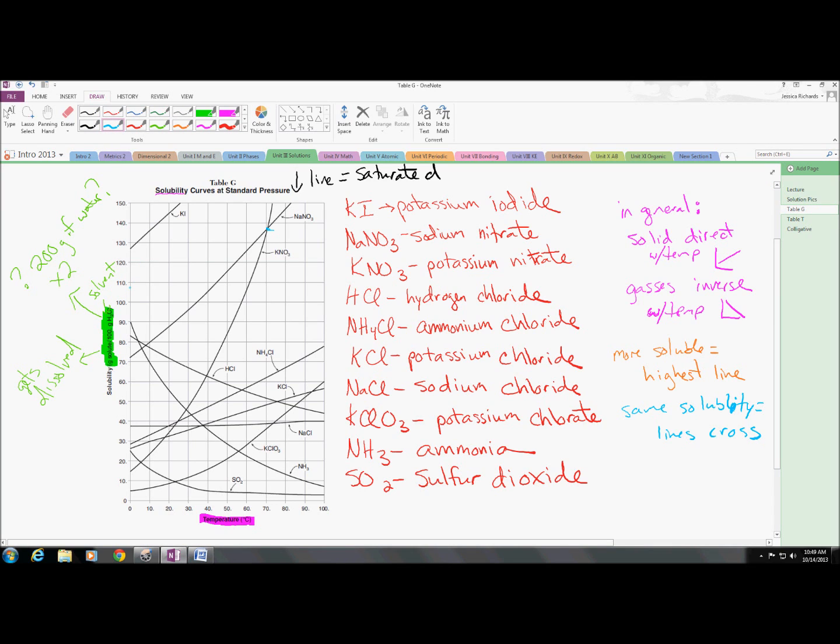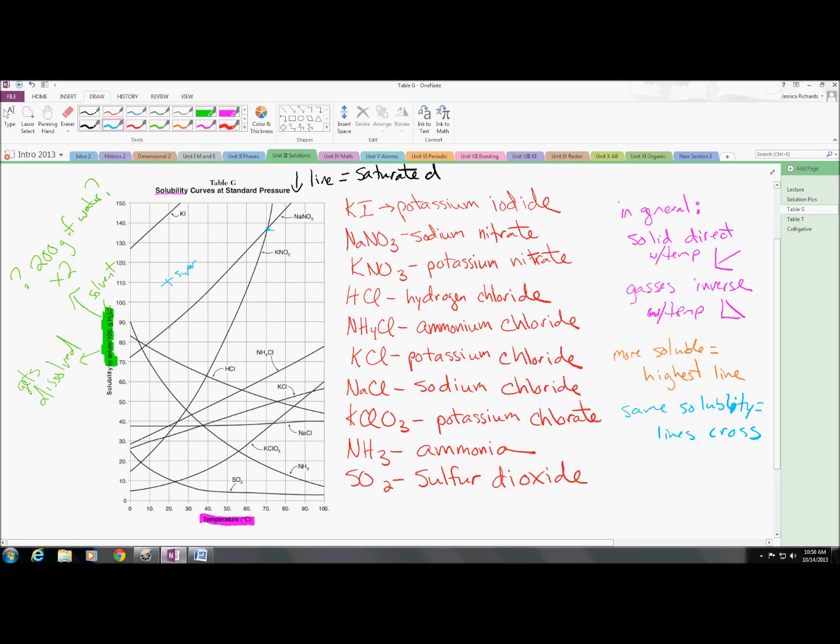So if they say they have 110 grams of NaNO3 dissolved at 20 degrees Celsius, 110 grams NaNO3, 20 degrees Celsius is right here. That's way more than should dissolve. For NaNO3 at 20 degrees Celsius, a saturated solution is about 88 grams. If I have forced 12 more grams to dissolve in there, then I would have a supersaturated solution. So any amount and temperature that match up above the line, it has more dissolved in it than it should, it's going to be a supersaturated solution.